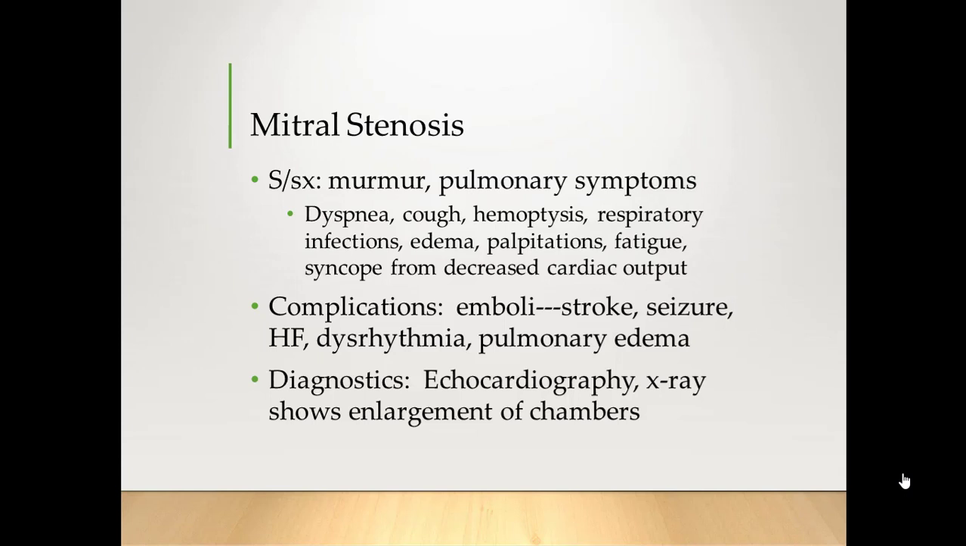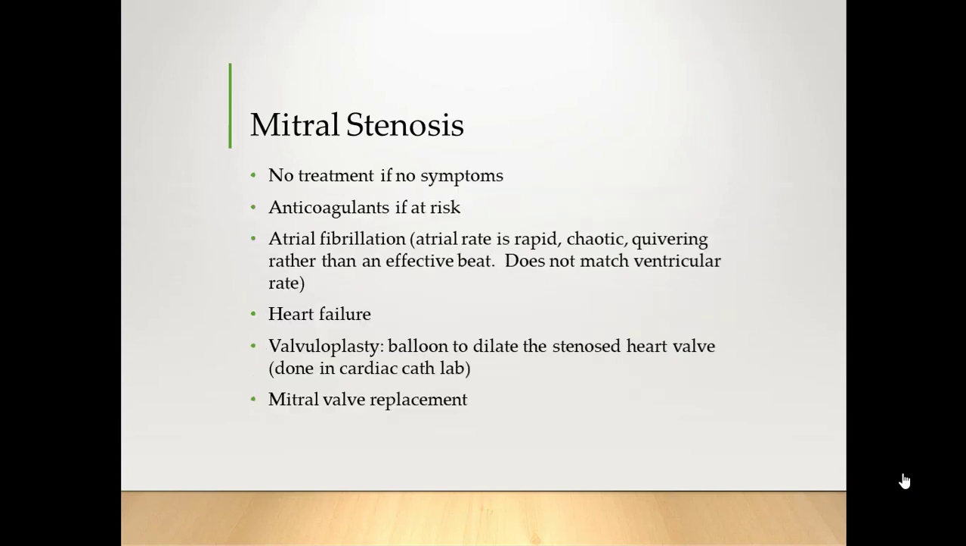Things that we're going to see to diagnose mitral stenosis is an echo and maybe an X-ray. More often than not, it's going to be an echo though. Again, no treatment if asymptomatic. Generally on anticoagulants because of the risk for blood clots. They might go into atrial fibrillation. They might go into heart failure. They might need what's called a valvuloplasty to go in and dilate that heart valve, done in the cath lab. And eventually they might need a mitral valve replacement.